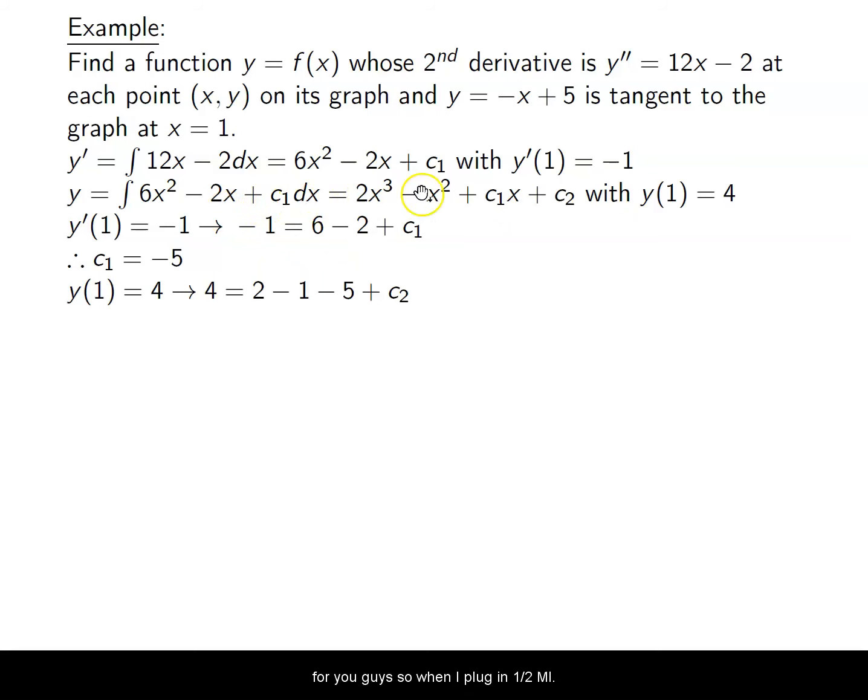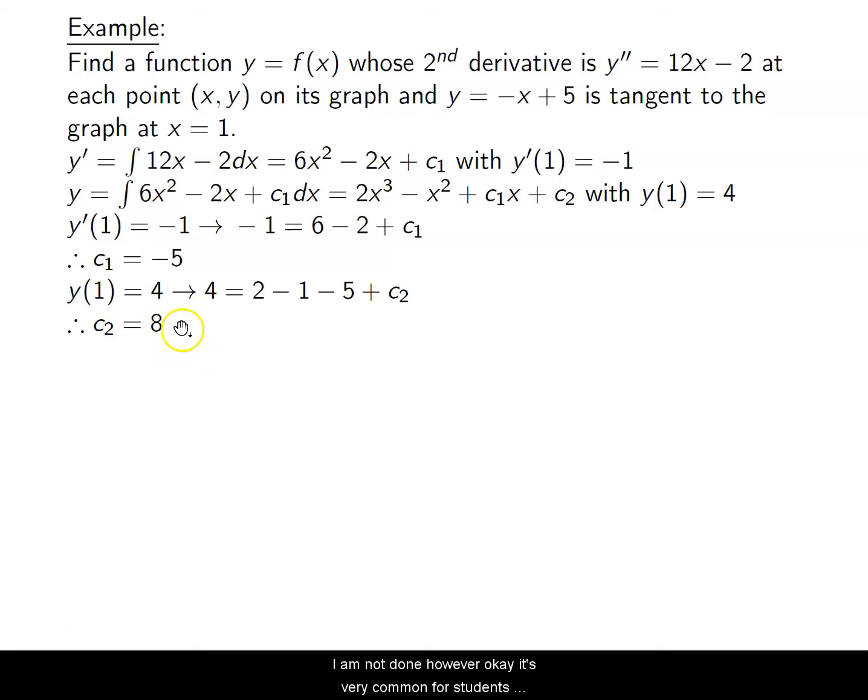So when I plug in 1 to my function with the C1 and C2, I'm going to have 2, because I'm plugging in 1, -1. This is now -5 plus my constant that I'm trying to solve for. So I combine these together, and I basically get what? 2 minus 6 is -4, so I get C2 is 8.